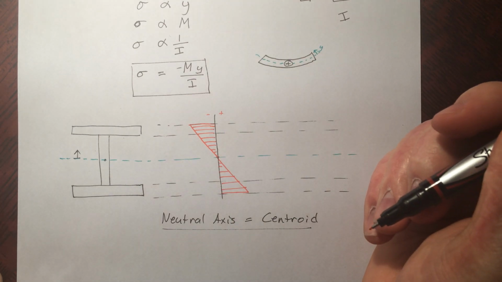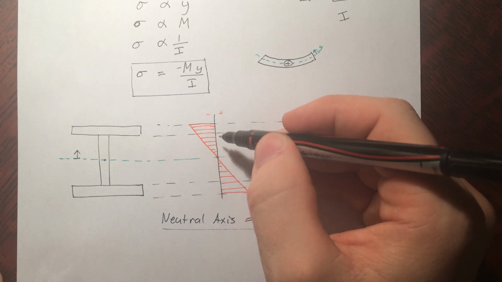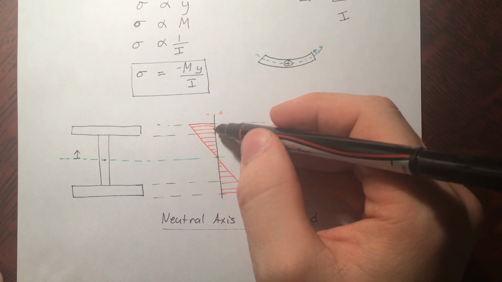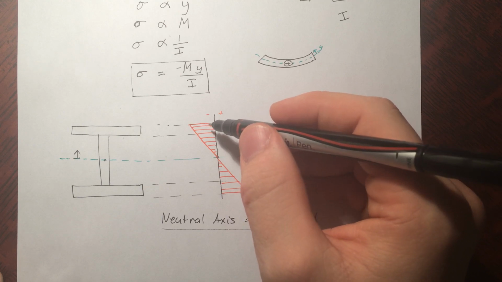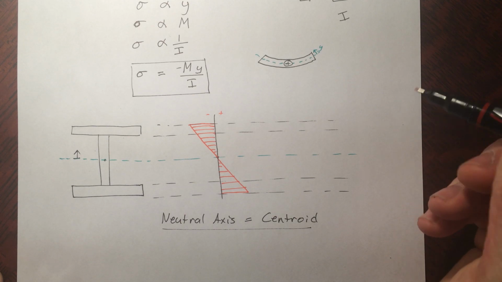So when you're asked to calculate the maximum stress in something, you're never going to say, oh, about this far up, that's the maximum stress. No, you're just going to want to pick the very outside of your shape. That will give you the maximum bending stress.